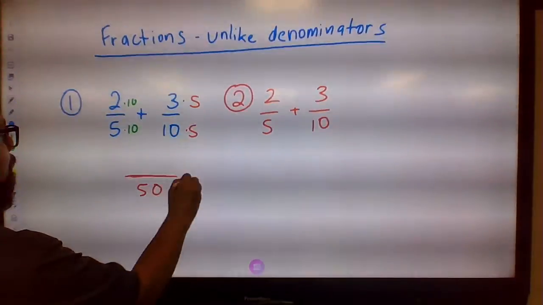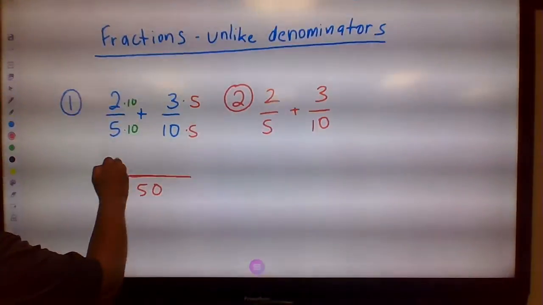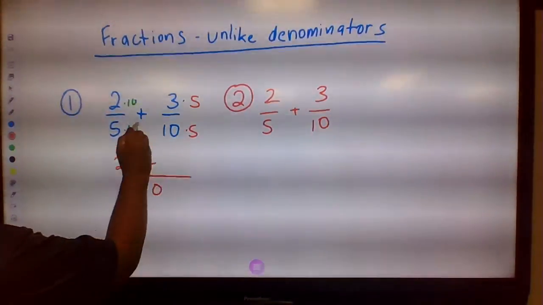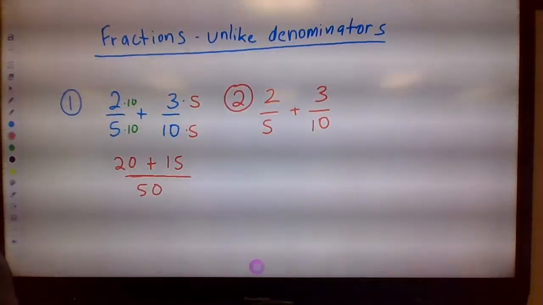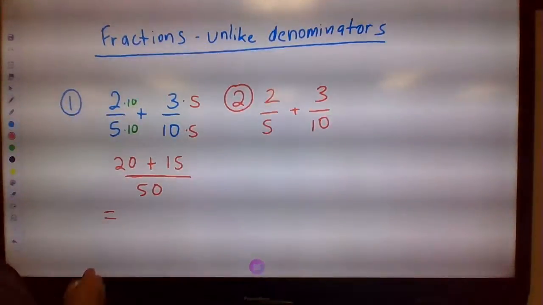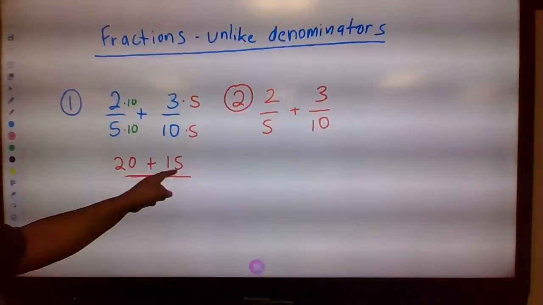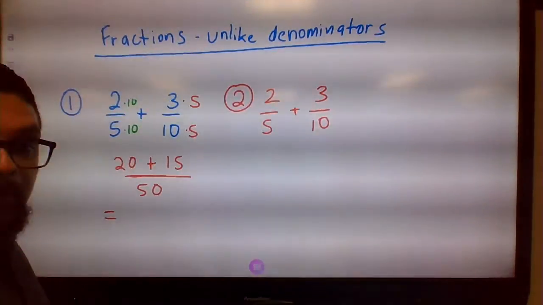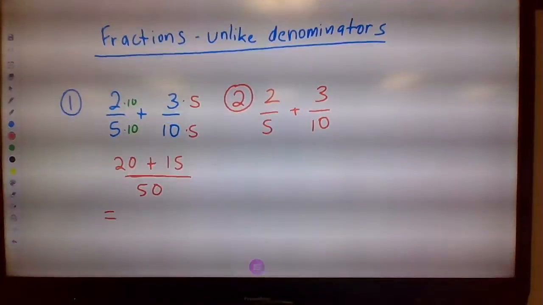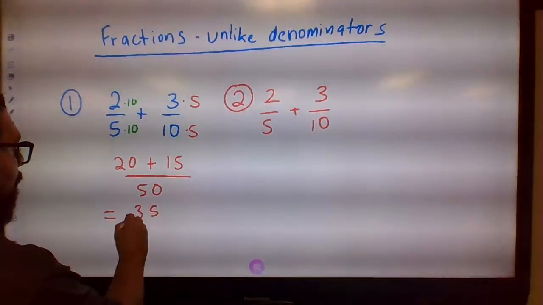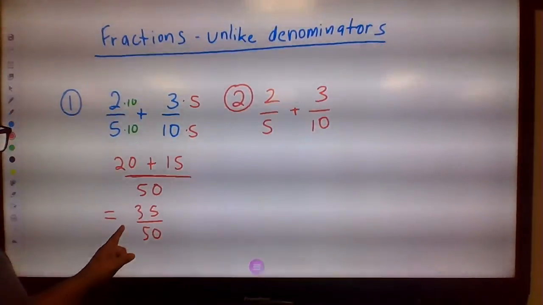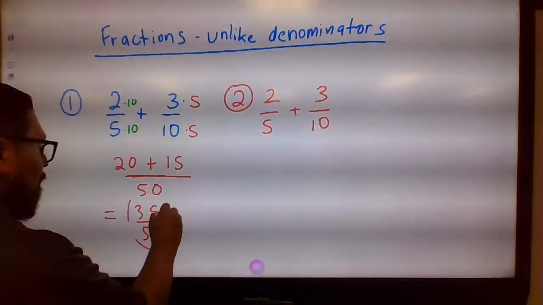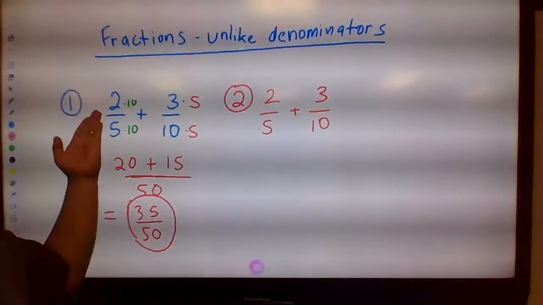On the top, you're going to get 2 times 10, which is 20, plus, and then 3 times 5 is 15. Okay? And then your answer, 20 plus 15 is, come on guys, 20 plus 15, 35. So 35 over 50. Now, I'm not asking you to simplify this yet. Right now, you can leave it like that. There's your answer. So this is one way to do this.